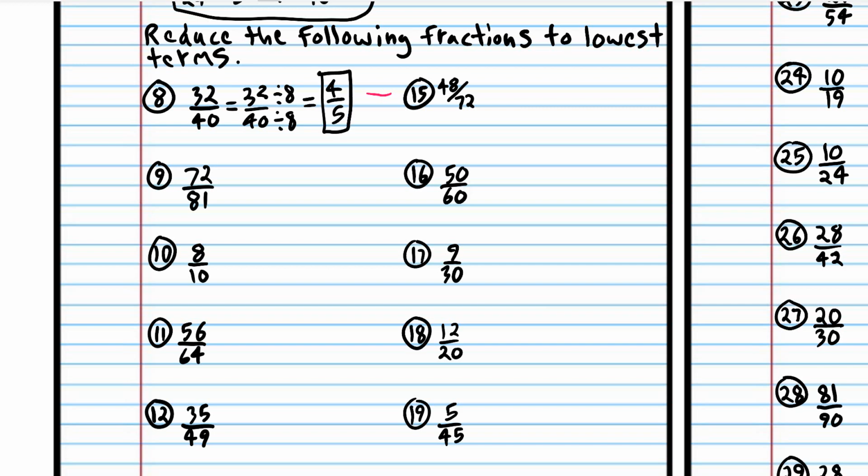So 4 over 5 cannot be divided any further, so we say that 4 over 5 cannot be reduced any further. So I don't want 32 over 40. Those numbers are too big. I want 4 over 5.